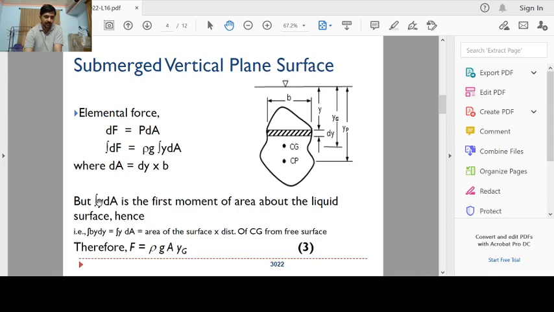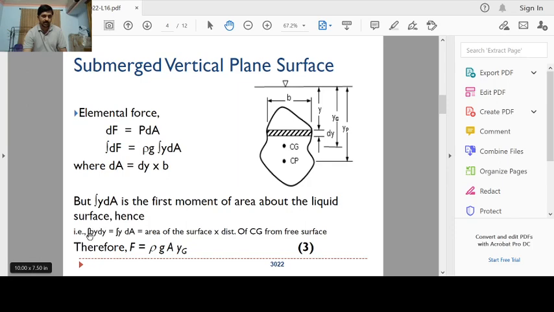But integral y dA, where y is the distance of the strip from the free surface and dA is the elemental area of this strip. It is the first moment of area about the liquid surface. You might have studied all these things in your school physics. Integral y dA is the first moment of area about the liquid surface.